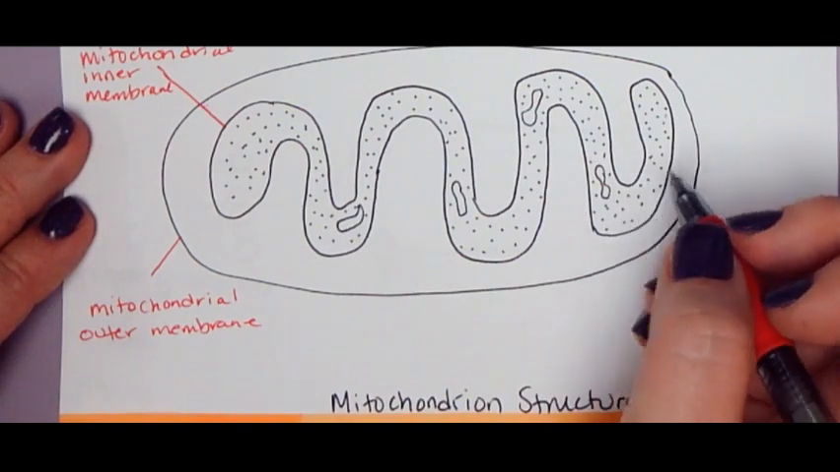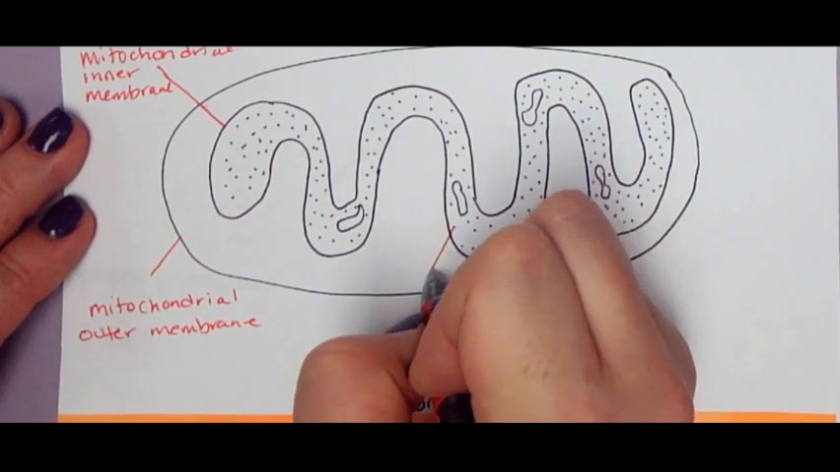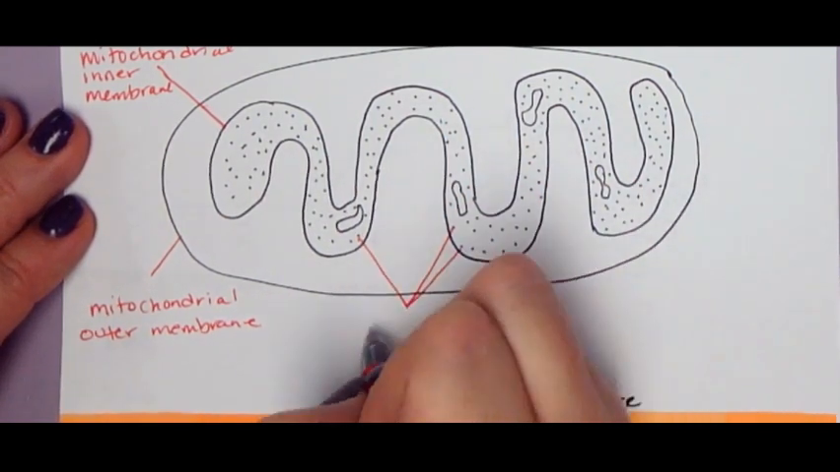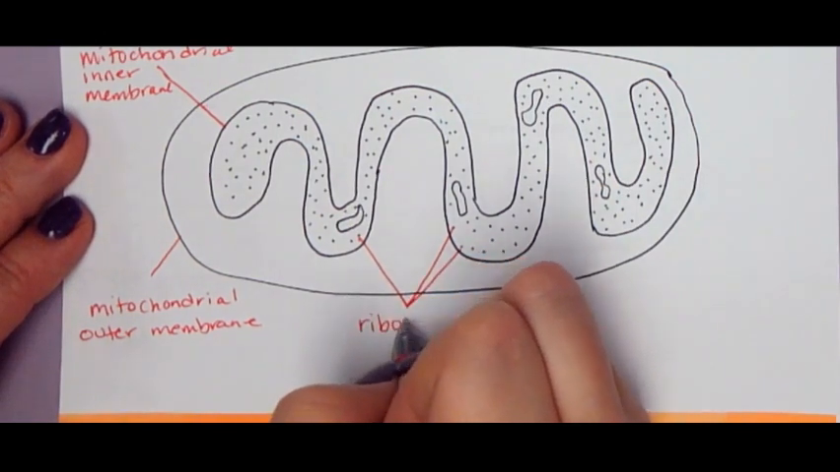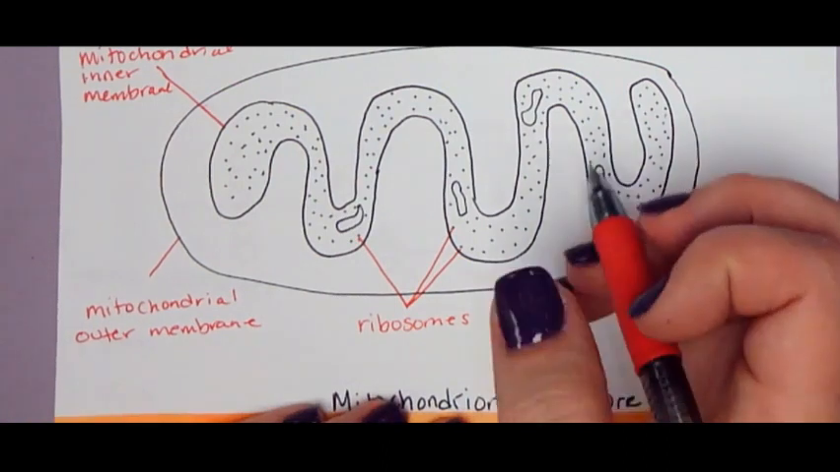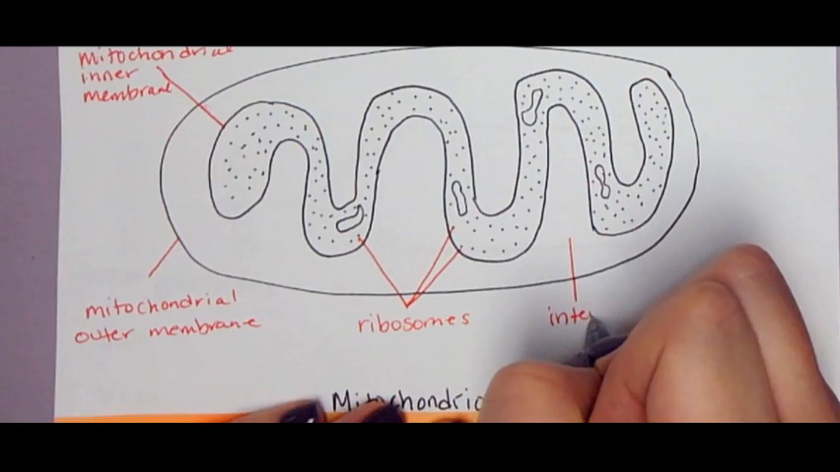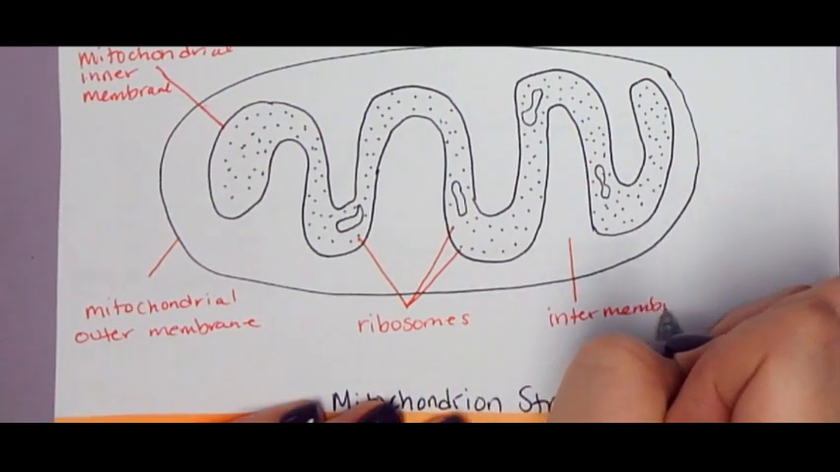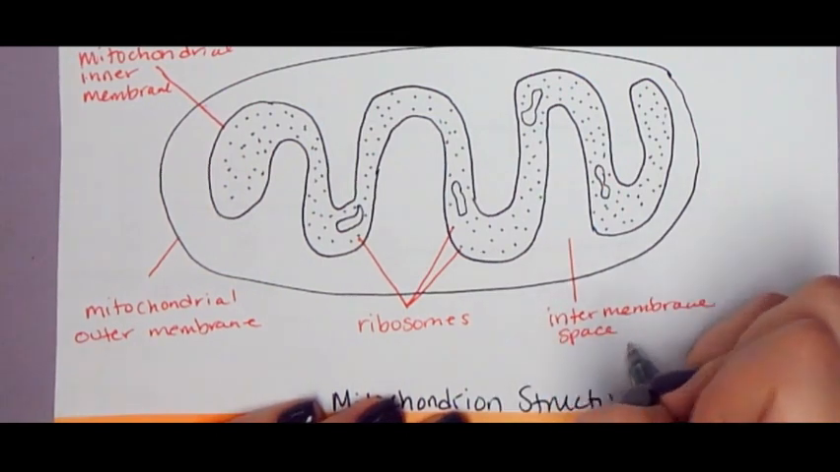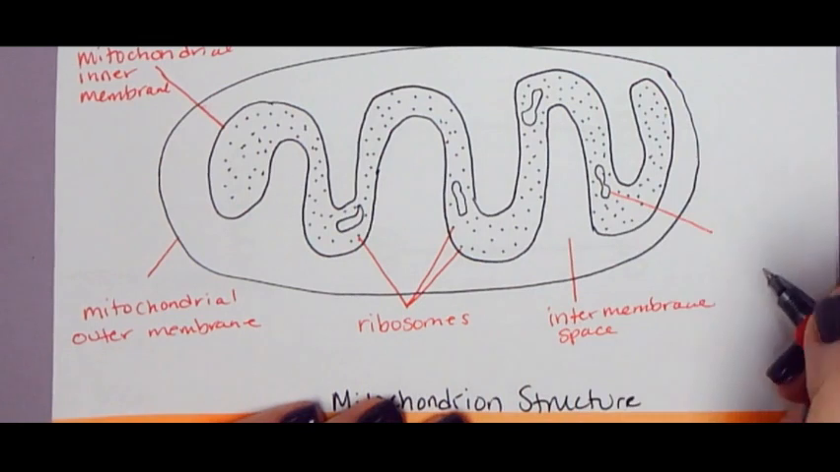All right, so now we're going to talk about these dots. So just pick any three dots. I'm choosing these three here and connecting them. All of these dots are ribosomes. So ribosomes, remember, are our protein factories. Now we're going to label the white area. The white area is the intermembrane space. Inter means between, so it is the space between the two membranes.